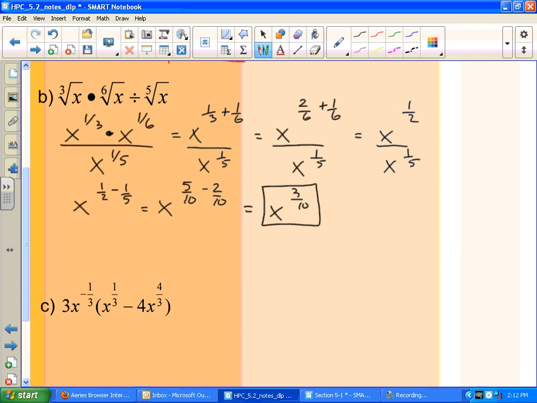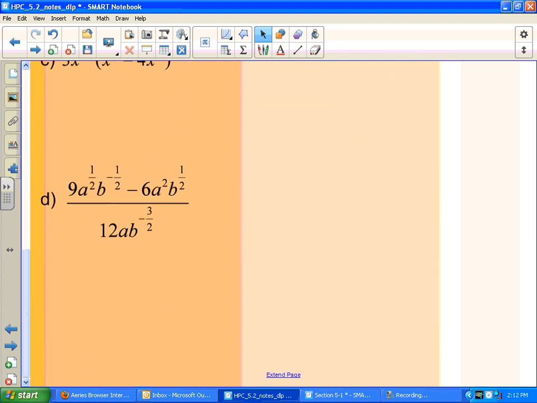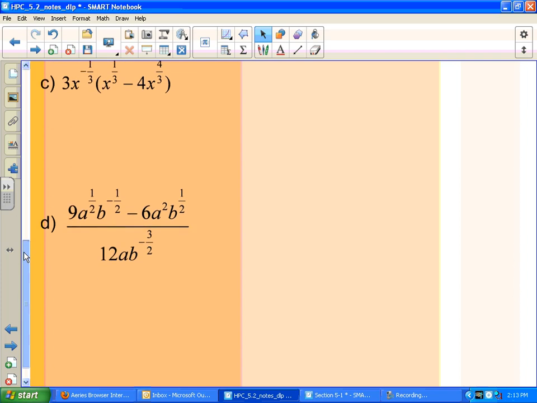Questions on A or B? Just kind of go step by step. Don't try and skip. Okay, let's try these next two. Again, we'll take a little pause, give you a chance to work them out, and we'll see how it went.